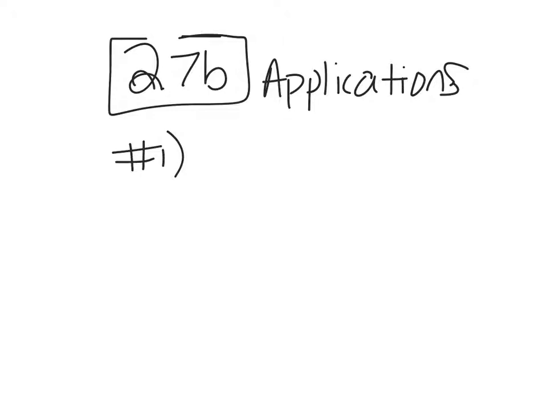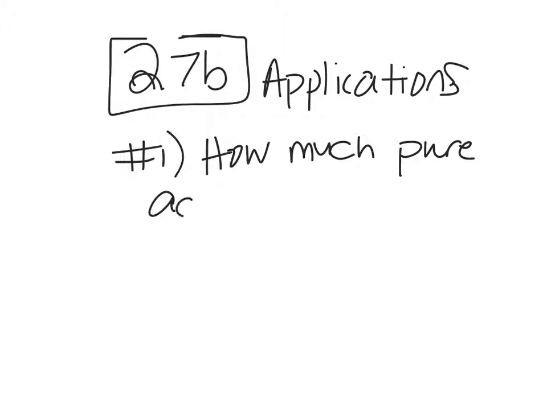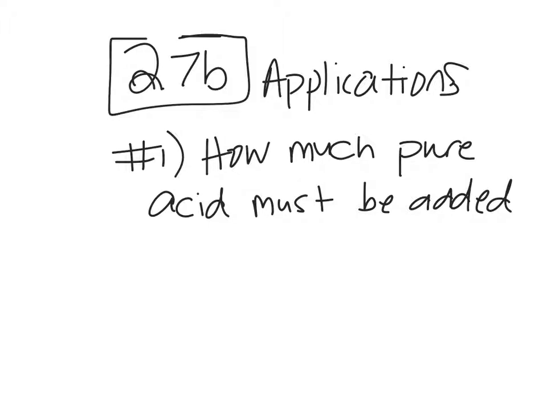All right, let's say that we have a mixture. We have a solution of some acid, and we've got to add more acid to make it more acidic. So here's what we're going to do. How much pure acid must be added to a 50 milliliter of 35% acid solution?